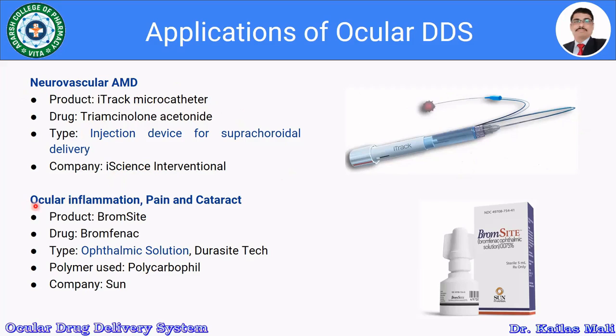Then for ocular inflammation, pain and cataract, the product Bromsite is available. It is developed by Sun Pharma. It comprises the drug bromfenac. It is available as an ophthalmic solution, and it is based on the DuraSite technology. It contains the polymer polycarbophil as a bioadhesive agent, and it is developed by Sun.